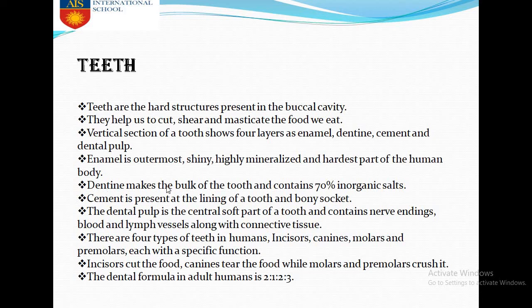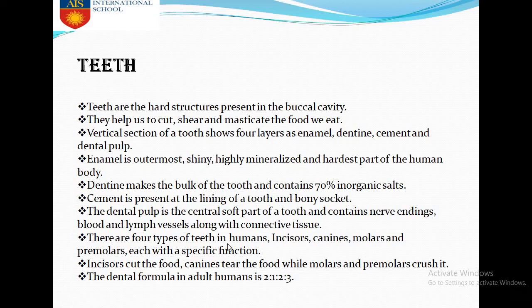Then dentine. Dentine makes the bulk of the tooth and contains 70% inorganic salt. Then with the help of cement, the tooth is lined at the bony socket. Then the dental pulp. Okay, the dental pulp is the central soft part of a tooth, and we all know that it contains many nerve endings like blood vessels and nerves, which is a connective tissue.